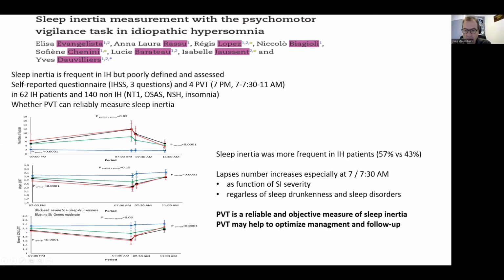And that decreases at 11 a.m., being almost the same as 7 p.m. So sleep inertia in the morning is assessed correctly by PVT. It's an objective measurement of interest to look for drug intake and to confirm that it is reliable. So it may be helpful to optimize management.